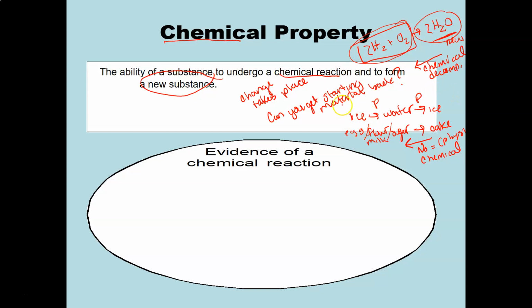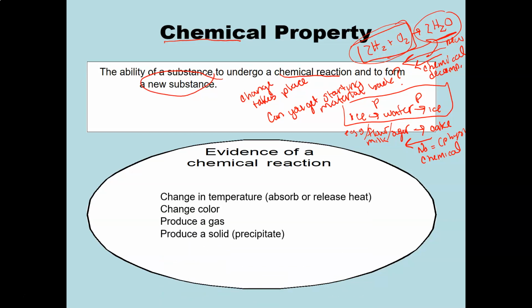Right? This here, I didn't have to do anything except raise or lower the temperature. I didn't change it chemically. It's still identified as a form of water. I changed its ID going this way. I changed its ID going that way. That's a chemical change. Okay, so what do we look for?